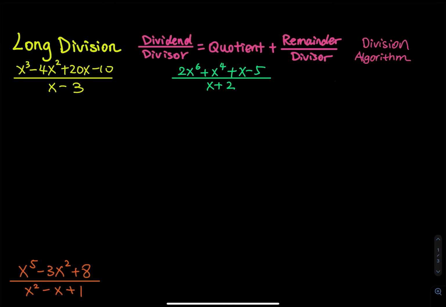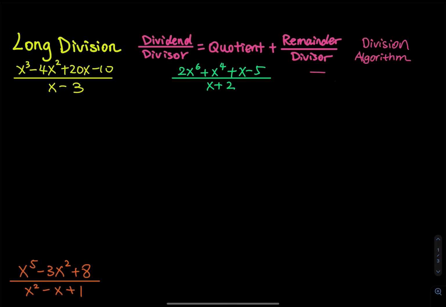Let's go over long division, starting with the division algorithm. The division algorithm says that the dividend divided by the divisor is equal to the quotient plus the remainder divided by the divisor. So let's go over a very fundamental example.